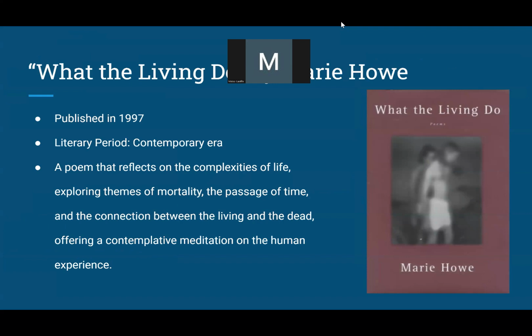What the Living Do by Marie Howe was published in 1997 during the contemporary era. This poem reflects on the complexities of life, exploring themes of mortality, the passage of time, and the connection between the living and the dead, offering a contemplative meditation on the human experience.